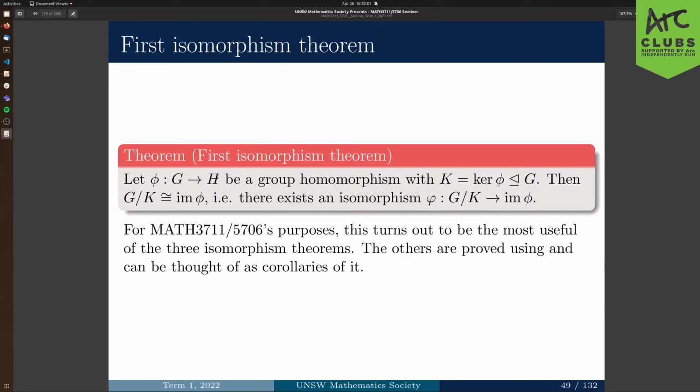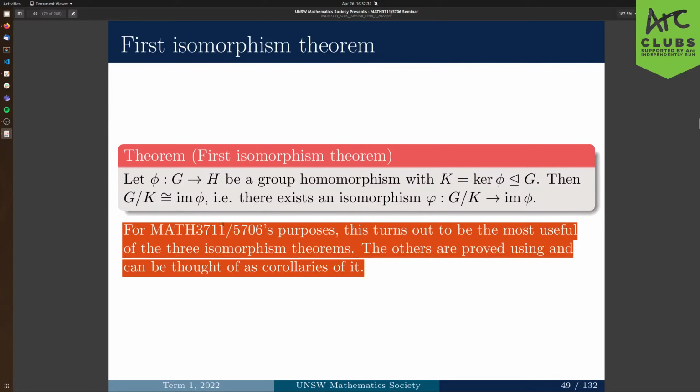So the first isomorphism theorem says that if I start with any group homomorphism from G to H, and I look at the kernel, which we know to be a normal subgroup, then if I quotient G by the kernel of this homomorphism, which I know I can do, it's going to be isomorphic to the image of the homomorphism. That is, there exists an isomorphism phi from G quotient K to im phi, right? And as it turns out, this is the most useful of the theorems.